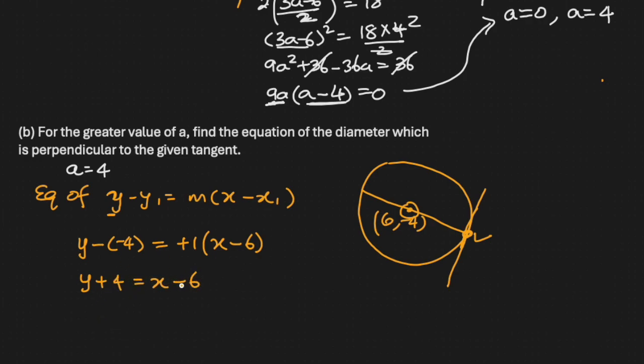So let's bring this 4 here also. So y remains here. It becomes x minus 6 minus 4. So finally our equation of the diameter will be y equals x minus 10. That's the equation of the diameter.